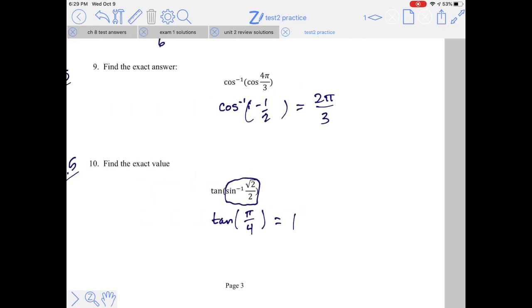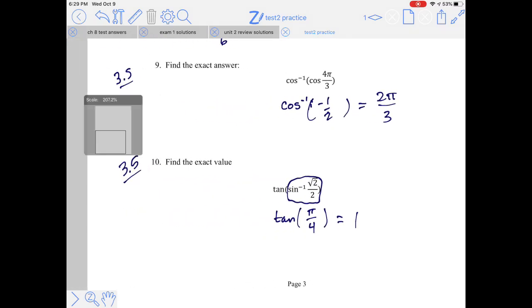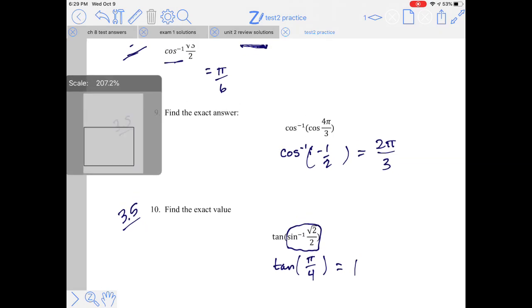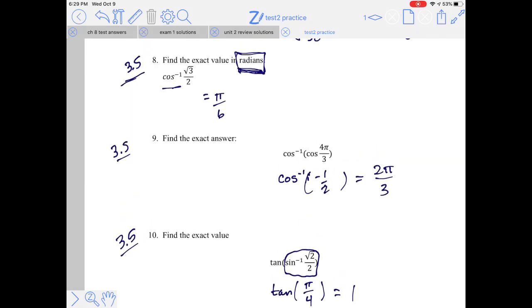We're getting there. These three problems, this is what you can expect from 3.5. I don't want to move on quite yet. Are there any questions? 3.5 questions? Yeah.